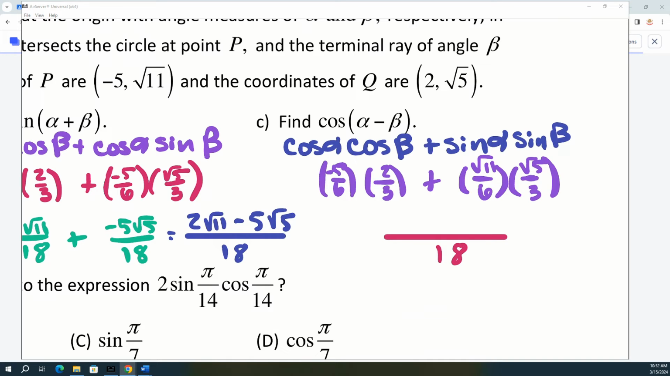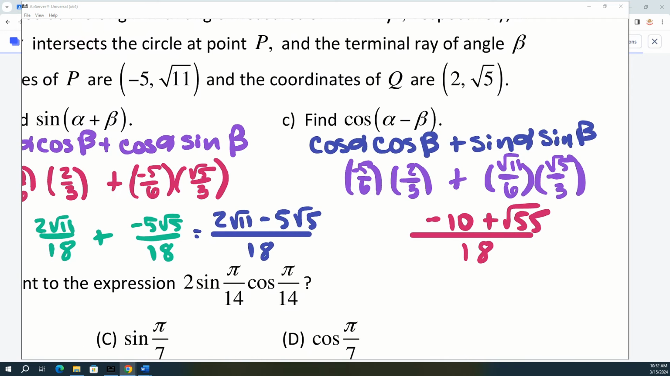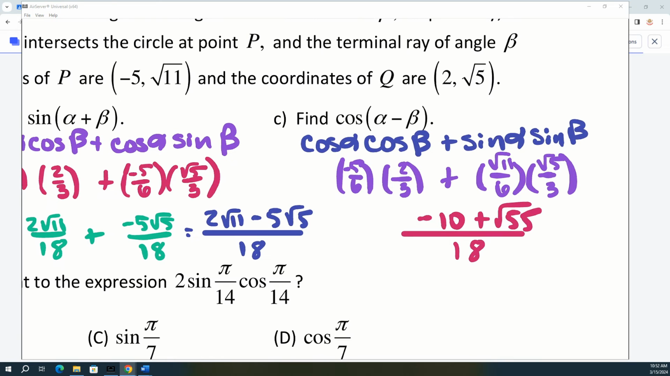And I'm going to go ahead and do one fraction because I know my common denominator is 18. And then this time, when I multiply those radicals, I can multiply 11 times 5 and get the square root of 55. So when you do an integer times a square root, you can't combine them. You just multiply them on the outside. But a square root times a square root, you can multiply.